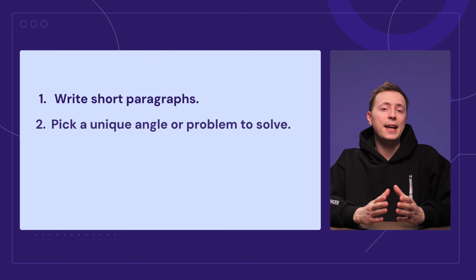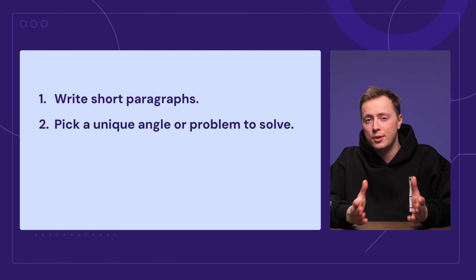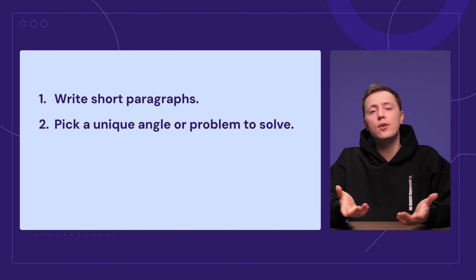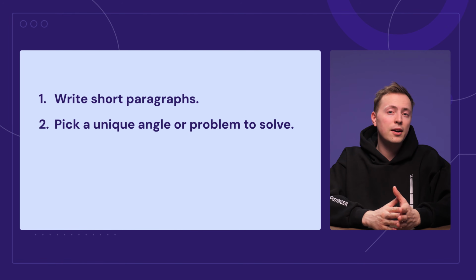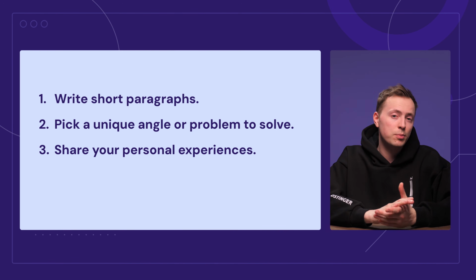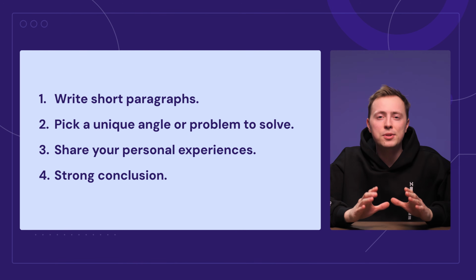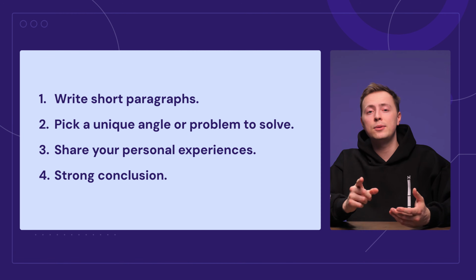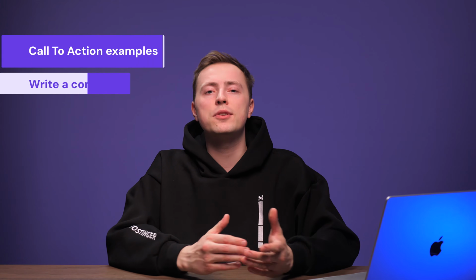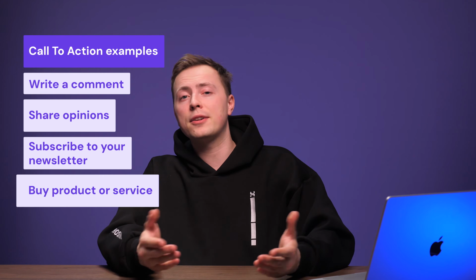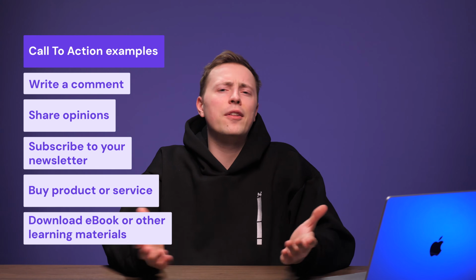When writing, try to pick a unique angle or a problem to solve. After reading the competitor articles, find a content gap that you can answer in your blog post. Depending on the type of blog, you can also share your personal experiences to make the content more reliable and trustworthy. Finally, a strong conclusion is essential. Summarize the key points, add valuable takeaways, and include a call to action to engage readers. Several common call to action examples encourage readers to write a comment, share opinions on the topic, subscribe to your newsletter, buy your product or service, and download an ebook or other learning materials.